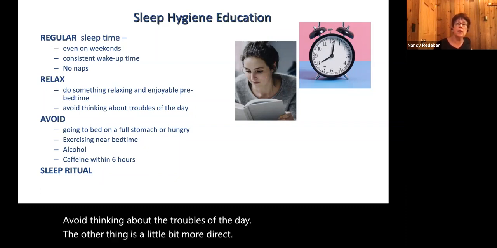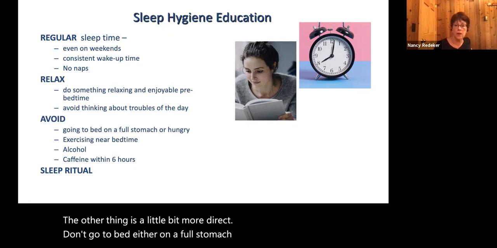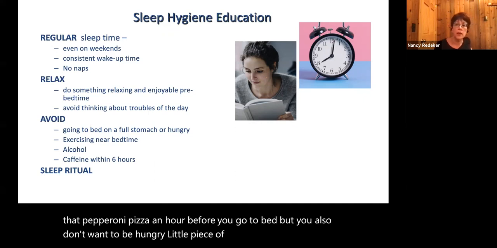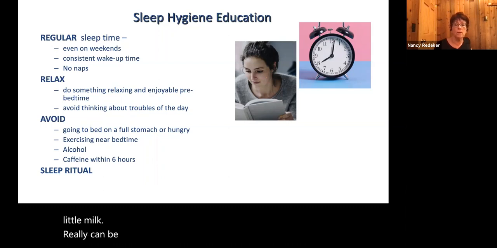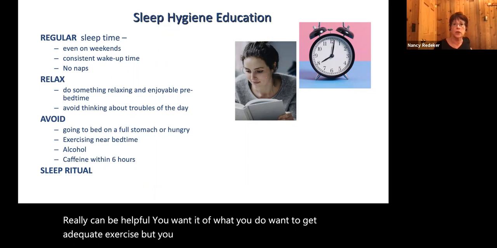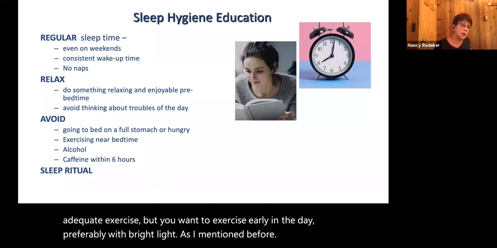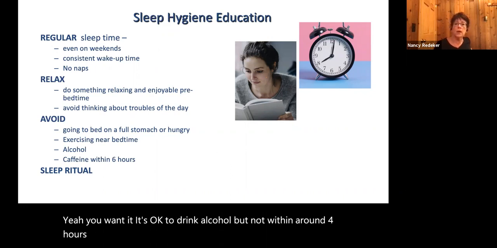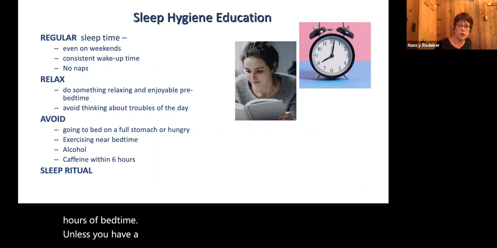The other thing is a little bit more direct. Don't go to bed either on a full stomach or hungry. You don't want that pepperoni pizza an hour before you go to bed, but you also don't want to be hungry. A little piece of cheese and cracker, a little milk, really can be helpful. You do want to get adequate exercise, but you want to exercise early in the day, preferably with bright light, as I mentioned before. It's okay to drink alcohol, but not within around 4 hours of bedtime, unless you have a health reason why you shouldn't be doing it.